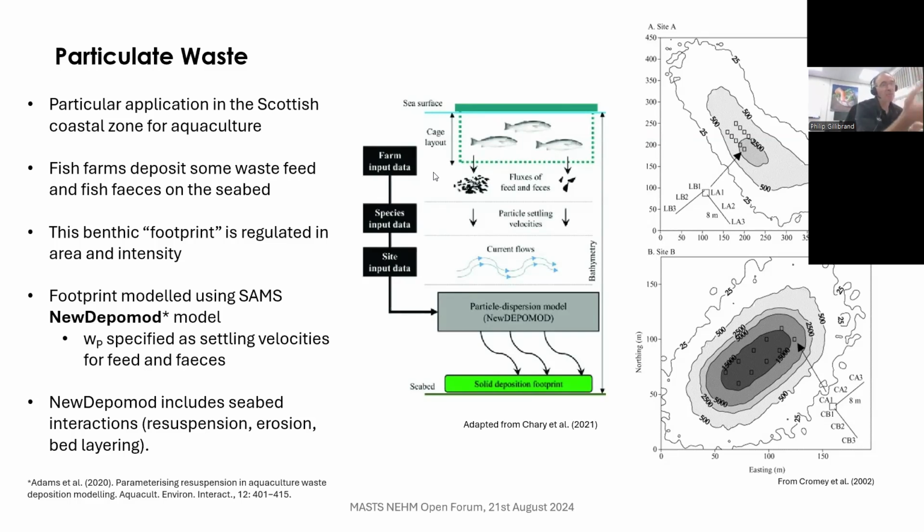And although the simple model is just the settling, New Depomod includes now more complex seabed interactions, so the particles can resuspend, be eroded from the seabed and then moved again. So again, you get more complex behavior, all based largely on this vertical velocity or vertical speed.